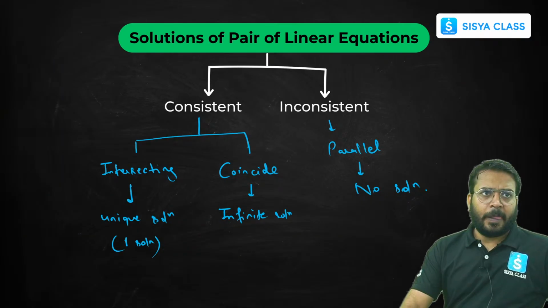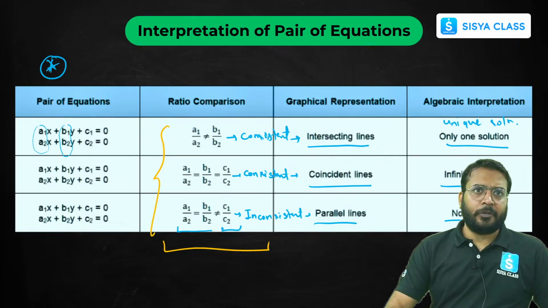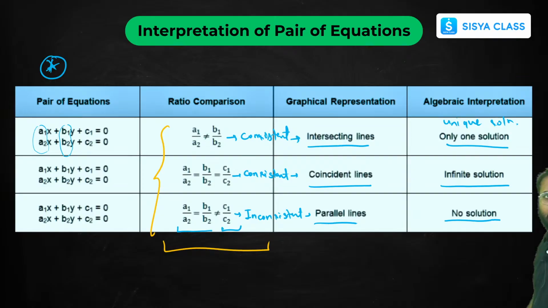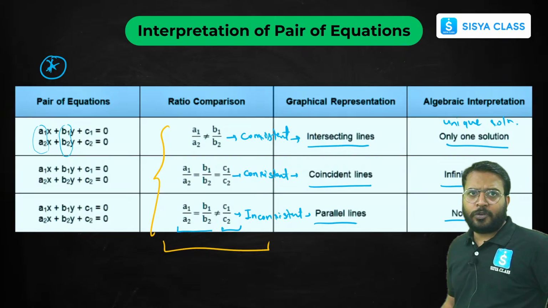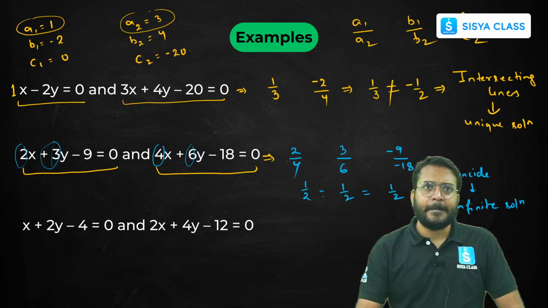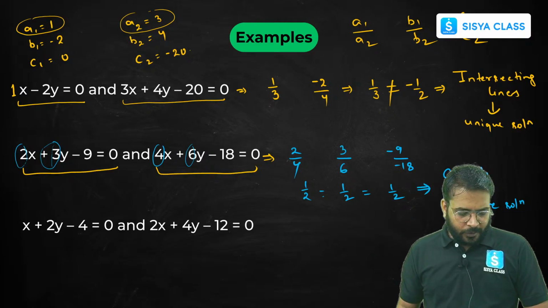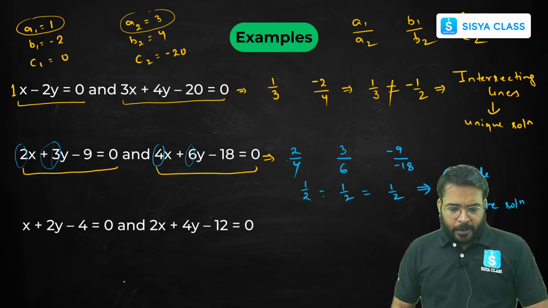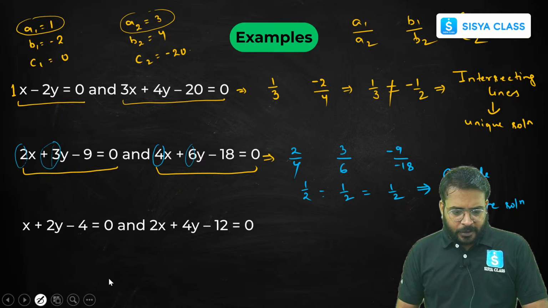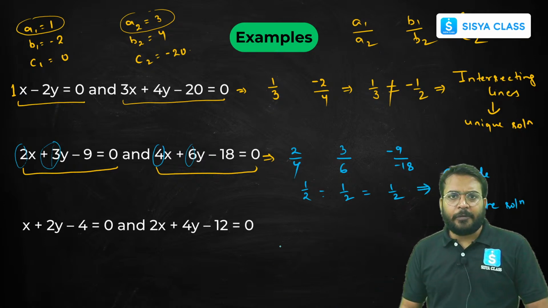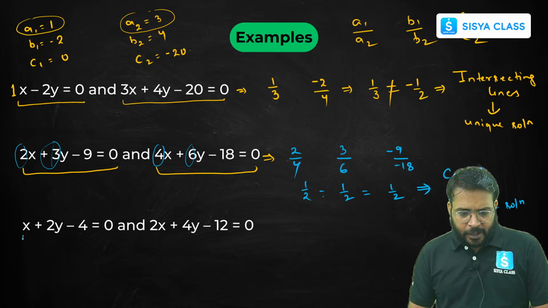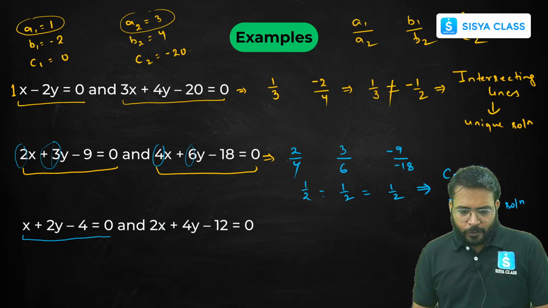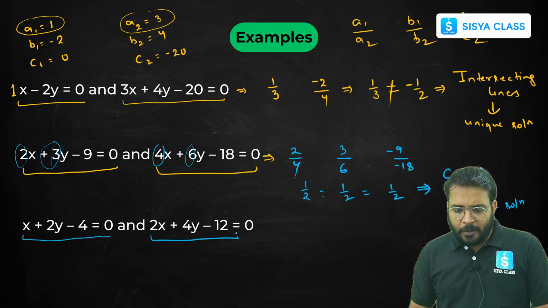So here, in the infinite solution, no solution part, it was not visible, right? Now here, in the third equation, we are having two equations again. x plus 2y minus 4 is equal to 0. 2x plus 4y minus 12 is equal to 0.